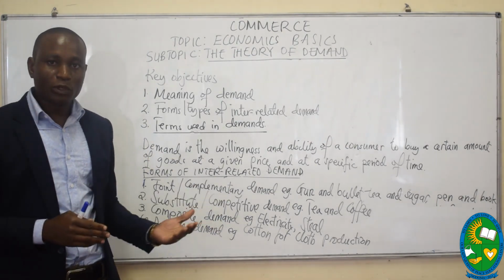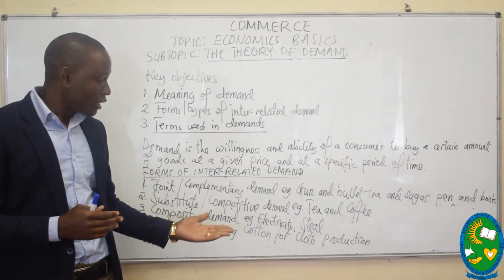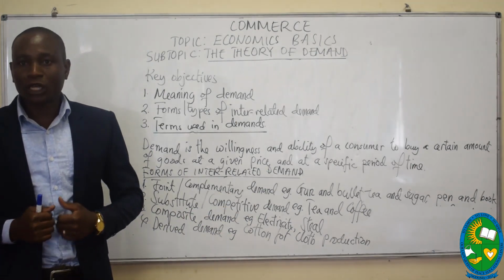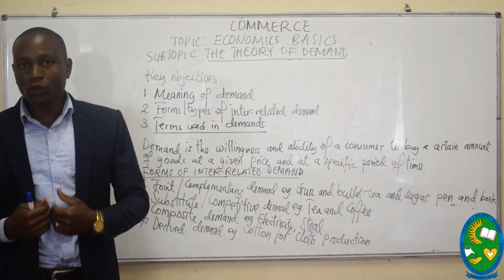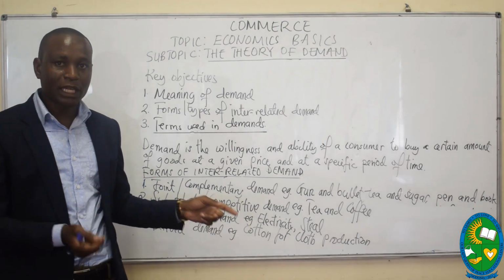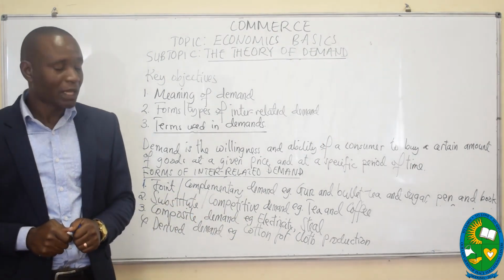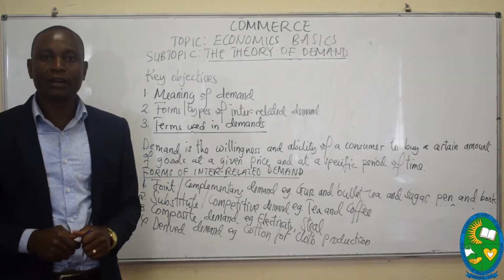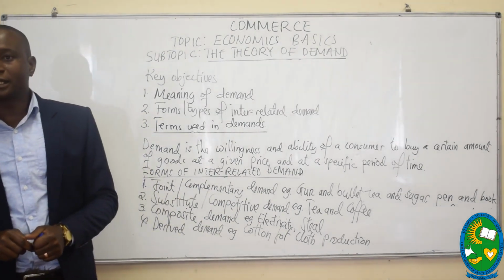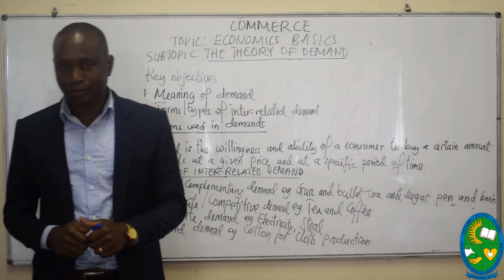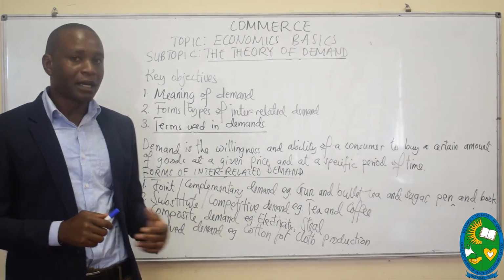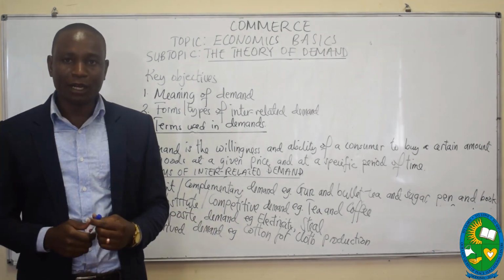We don't need cotton for its own sake, but because we want to produce clothes. So we need clothes, but you cannot get clothes first; we are supposed to find cotton that can be used to make clothes. Another example of derived demand is land. Land is the best example of derived demand.